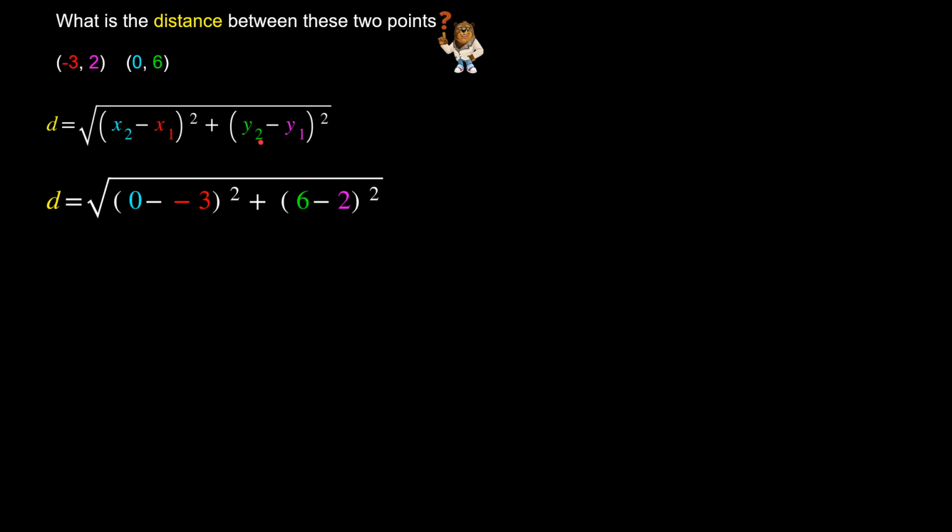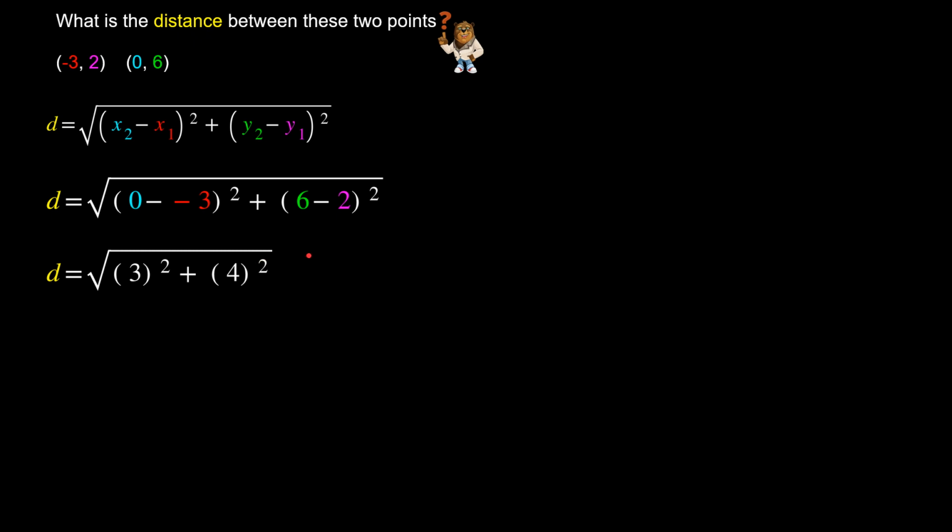After we plug in the other values, here we have y2. We want the y-coordinate of the second point, which is 6, minus the y-coordinate of the first point, which was 2. And we can start working it out. 0 and a negative is going to become a positive. So we'll get +3. And 6 minus 2, we get 4.